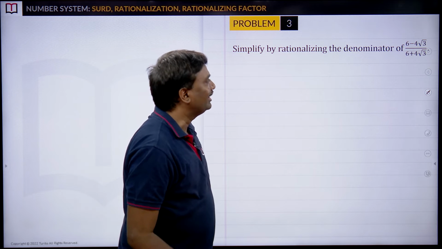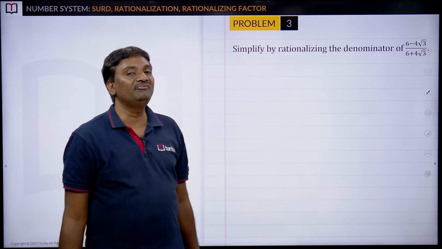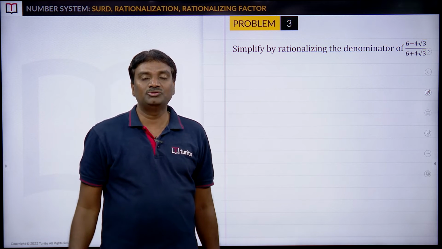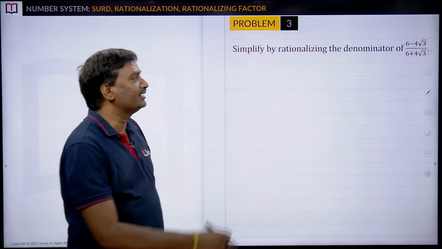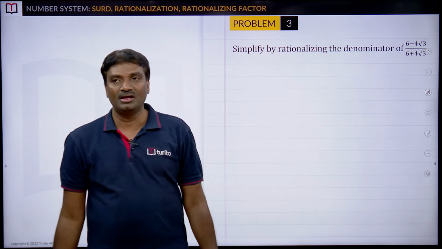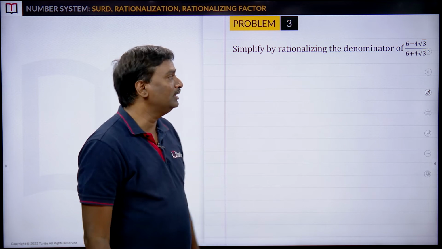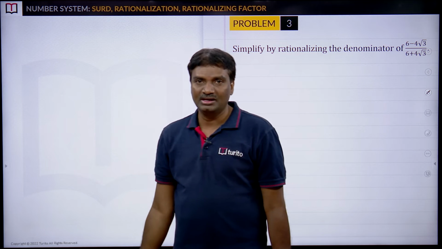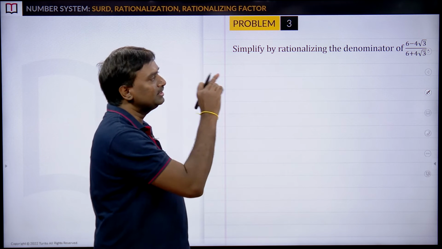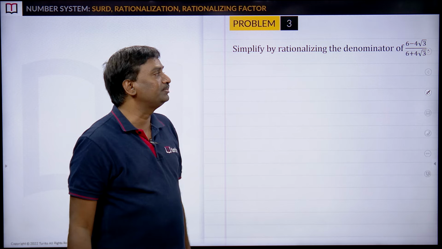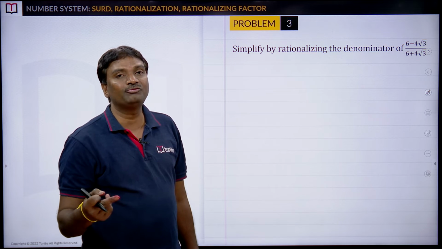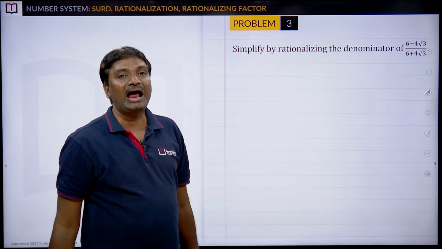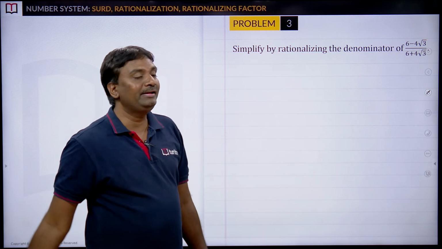Simplify by rationalizing the denominator of 6 minus 4 root 3 by 6 plus 4 root 3. So, can you say what is the rationalizing factor of 6 plus 4 root 3? Very easy, that is 6 minus 4 root 3. So, the rationalizing factor of the denominator 6 plus 4 root 3 is 6 minus 4 root 3. That is why we multiply the numerator and denominator by 6 minus 4 root 3.